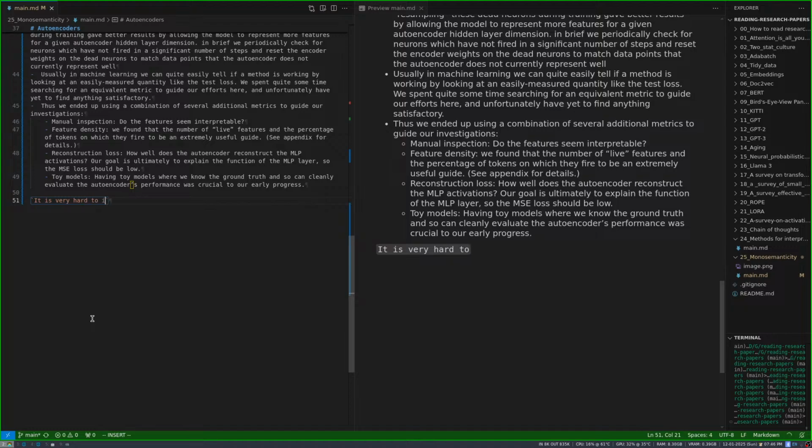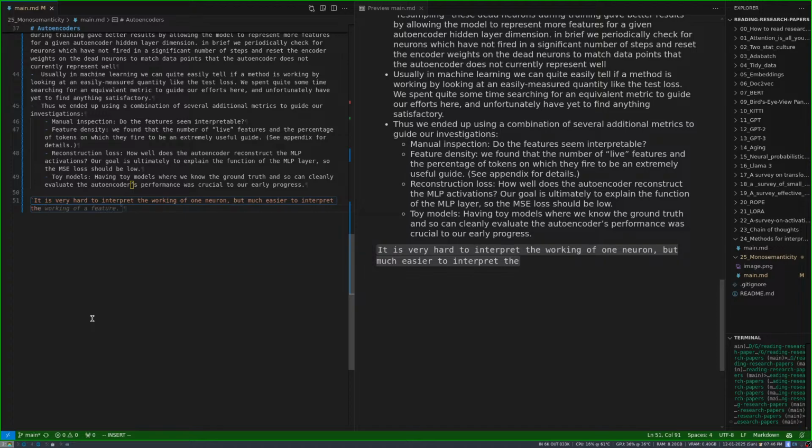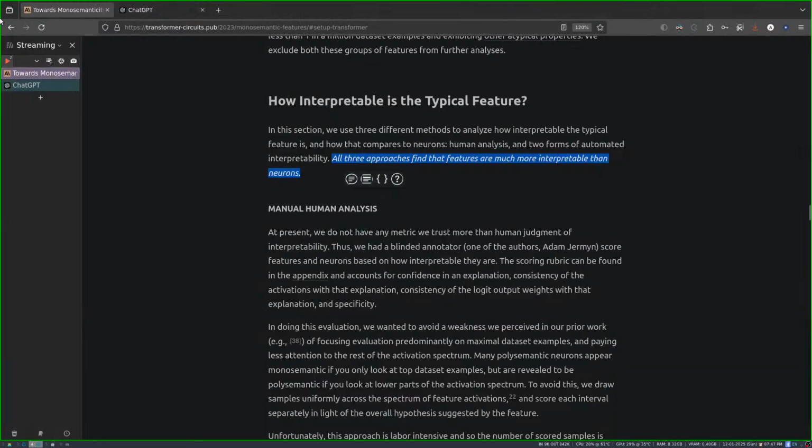It is very hard to interpret the working of one neuron, but much easier to interpret the working of a feature, which is a bunch of neurons. That's cool too.